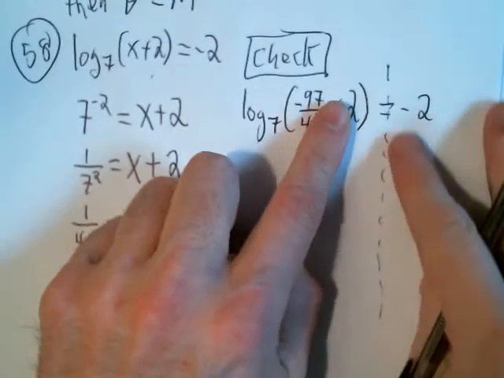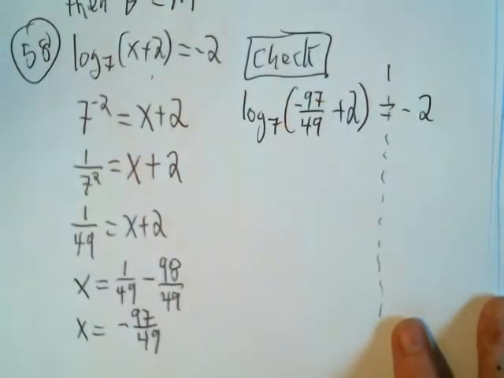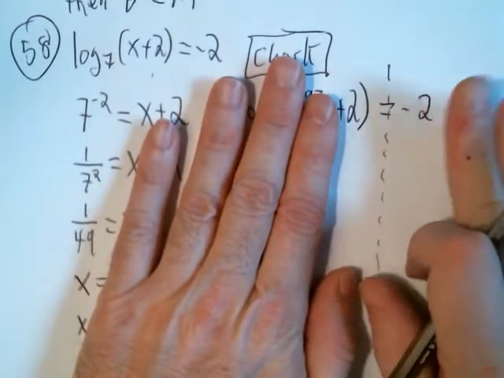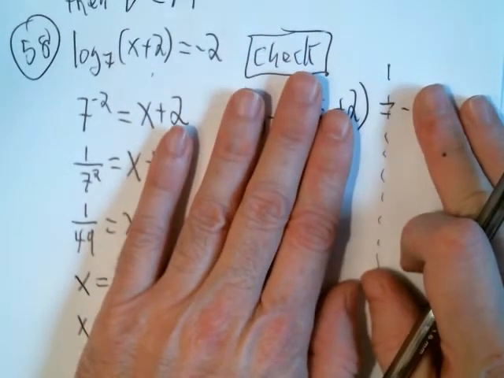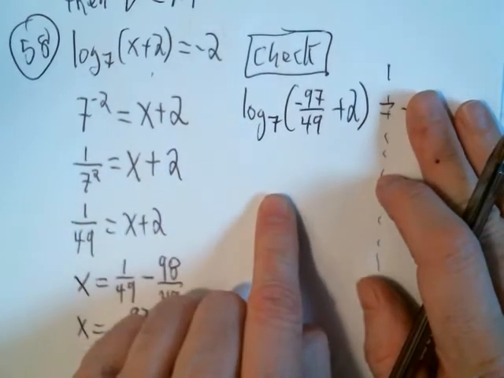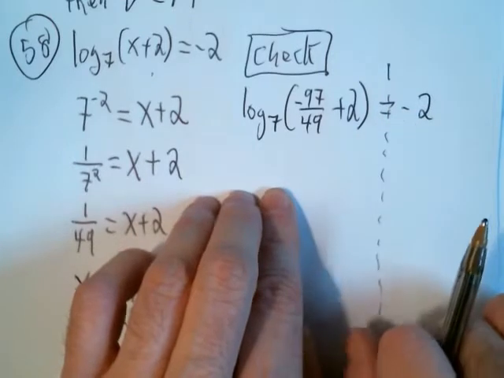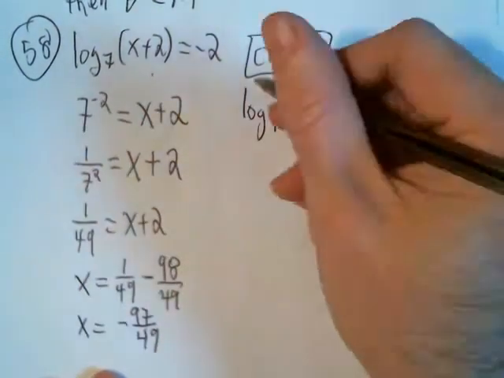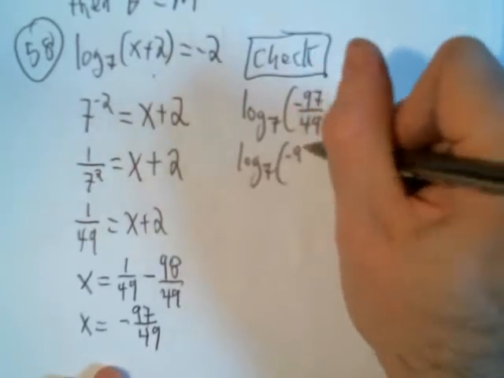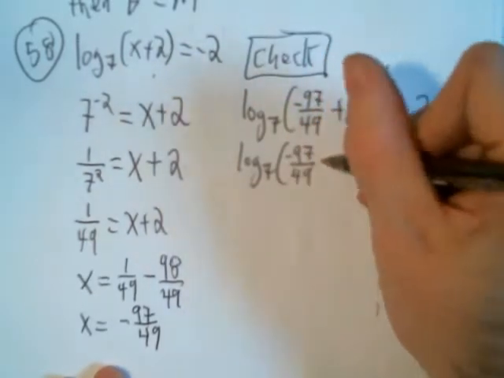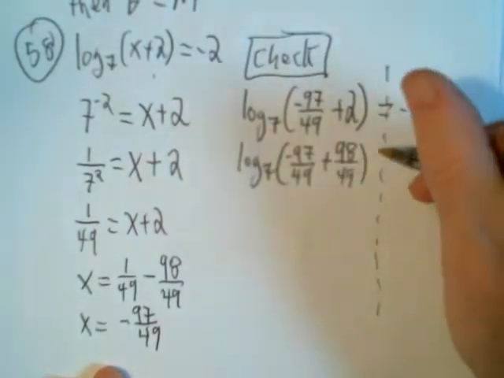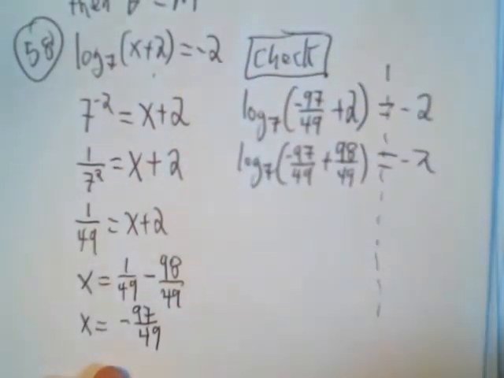So thou shalt not cross this asymptote, so to speak. So I simplify this side, and I'm comparing it to this side. Sometimes you have to simplify this side too. Okay, in this case, you don't. So I'm just literally working on this side and then making sure it is negative 2. Okay, so let's do it. Log base 7 of this thing is negative 97/49 plus 98/49. On the other side, we have negative 2.